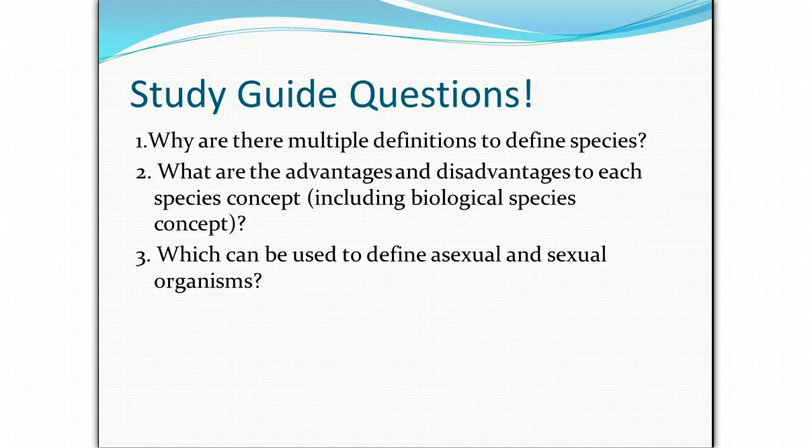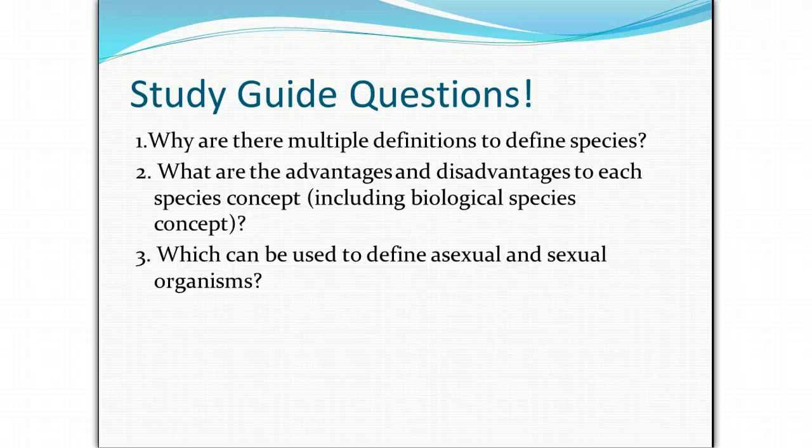The first three questions here are, why are there multiple definitions to define species? So I mentioned that the other ones that we talked about are not, not that they're no longer used. They're just not used as much. So why do you think that is? Why are we muddying the waters with all of these different definitions?